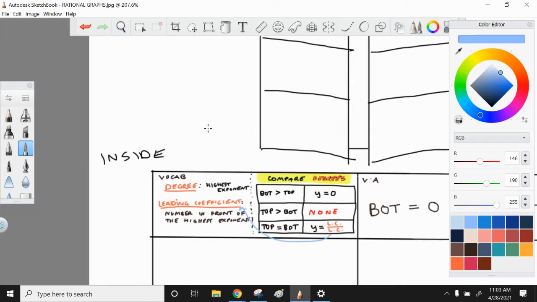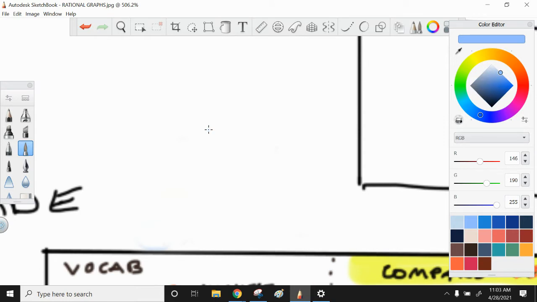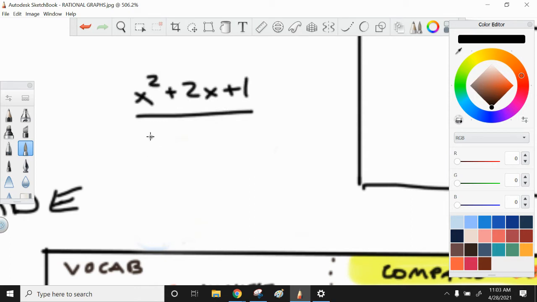So again, let's do some little examples with horizontal asymptote, okay? If I've got a fraction and I've got x squared plus 2x plus 1, and then I've got x cubed minus 9, what would our horizontal asymptote be for this function? So first thing we need to do is compare the degrees. Look at the degrees. Which side, the top or the bottom, has a bigger degree? The top or the bottom?